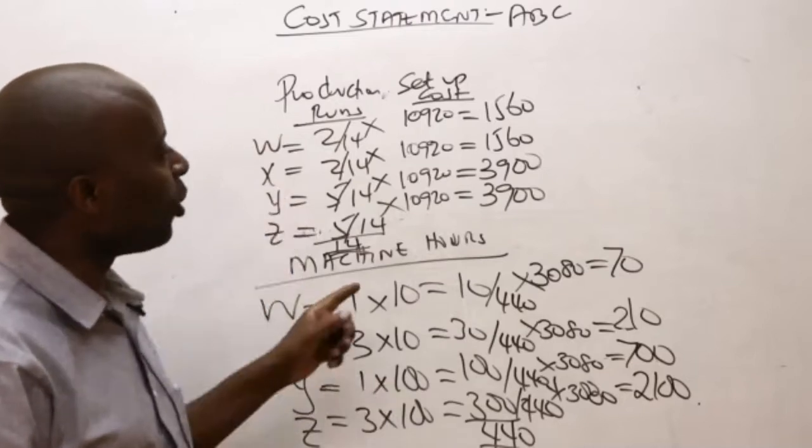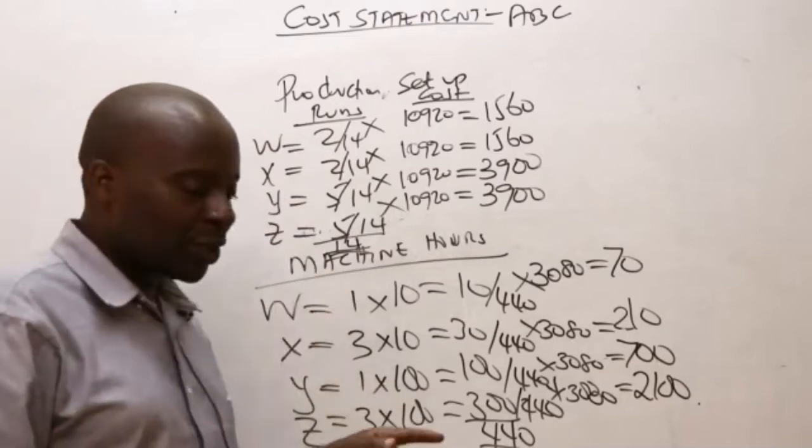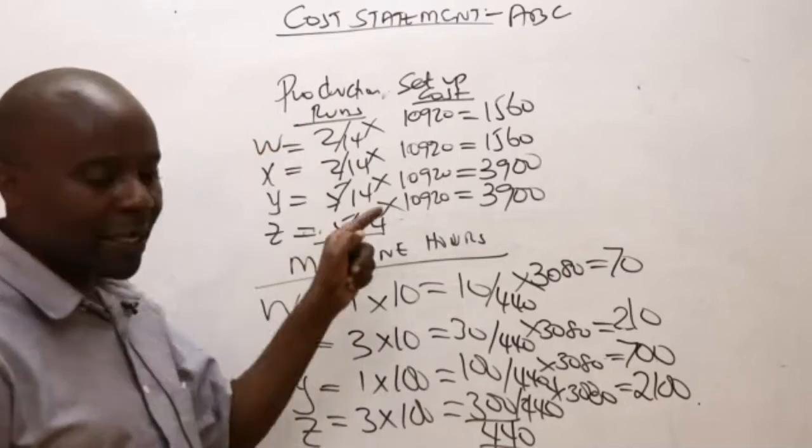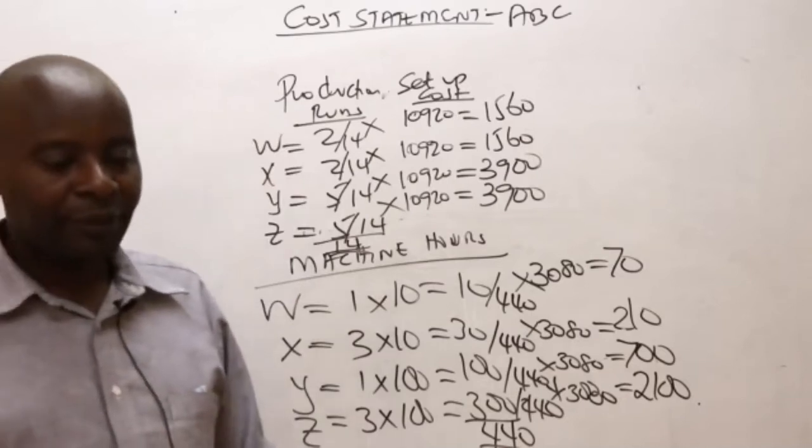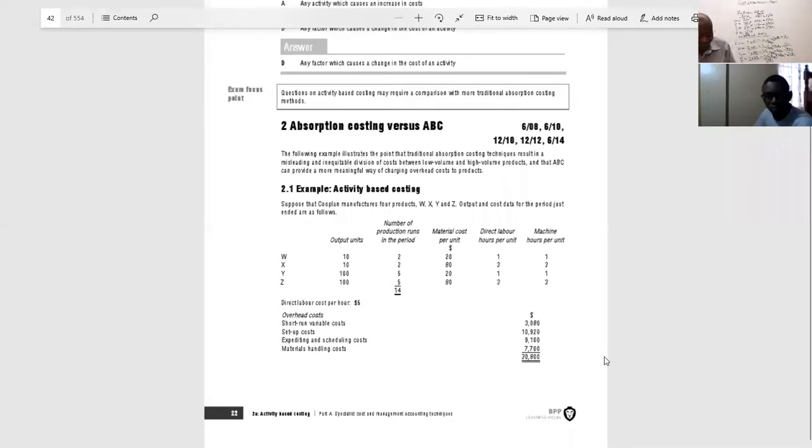Apart from setup cost, we still have some other expense which is dependent on the production runs. Please share the screen. Ladies and gentlemen, here we are. We are told we have another expense called expediting and scheduling costs. They are sharing production runs as the cost driver. So for scheduling and expediting costs, what do we have?